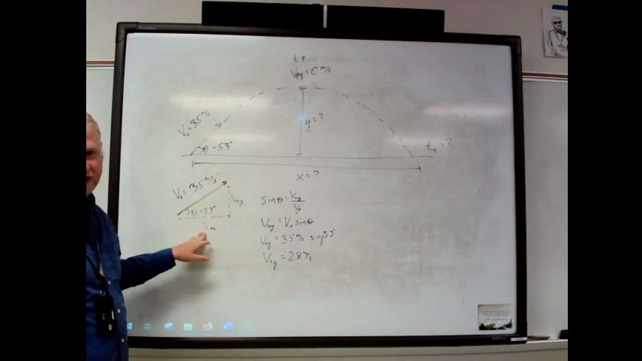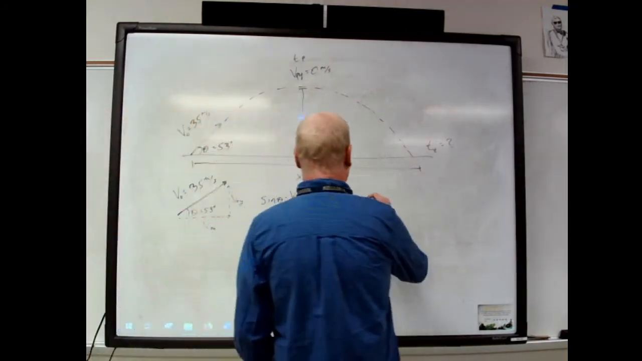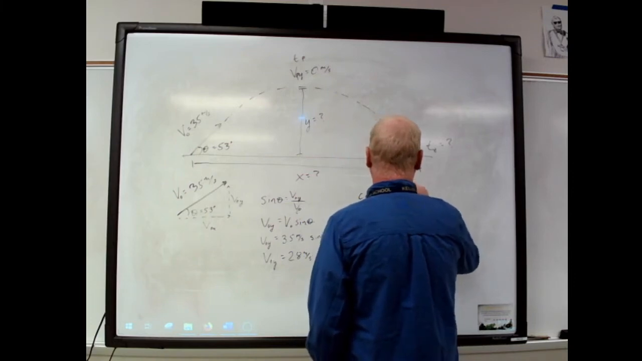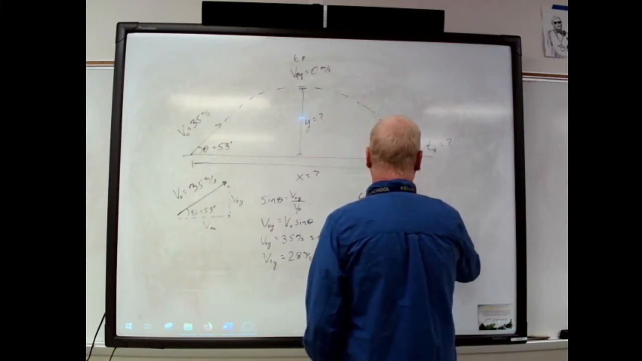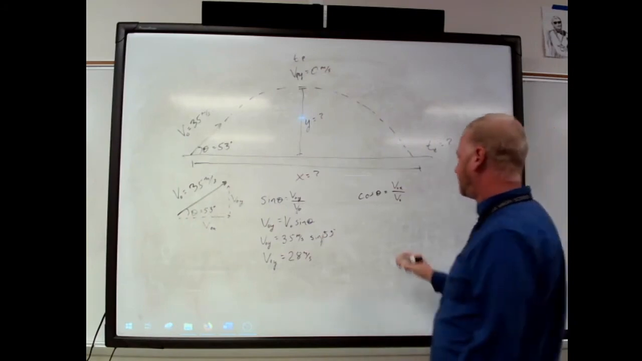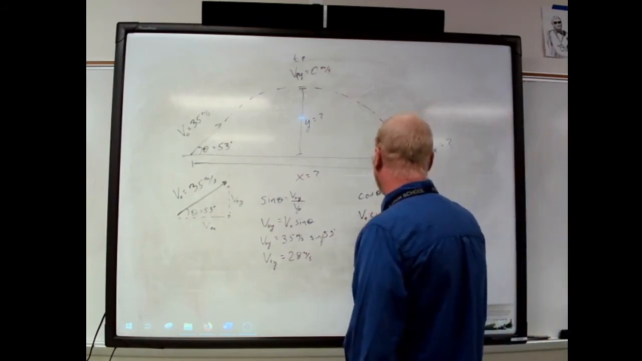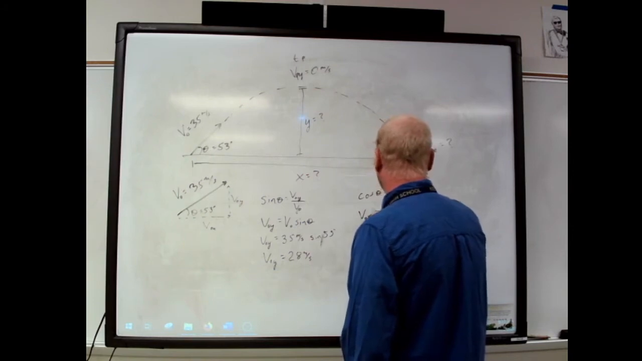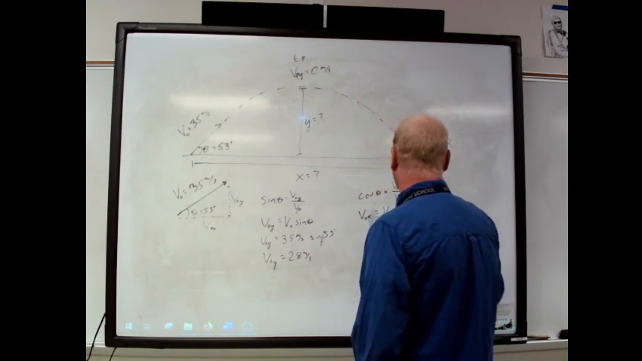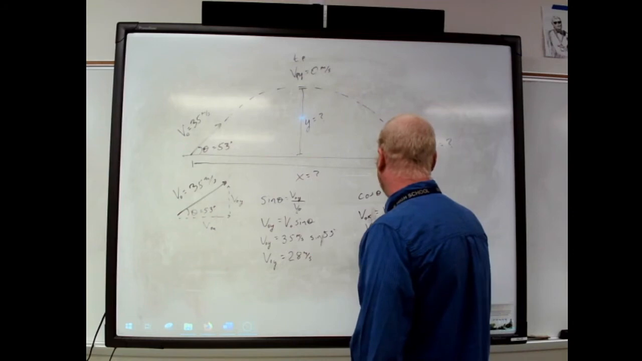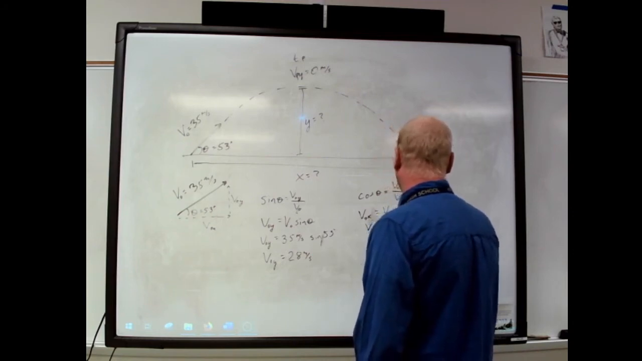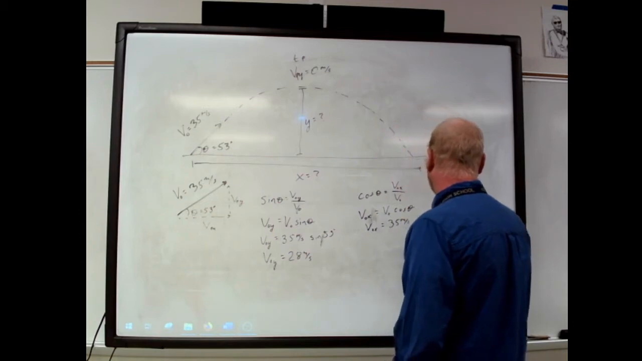Alright, now in order to find V naught x, we've got to use our cosine function, where the cosine of theta equals adjacent over hypotenuse. Again, if we rearrange that, V naught x equals V naught times the cosine of theta. So V naught x equals 35 meters per second times the cosine of 53.